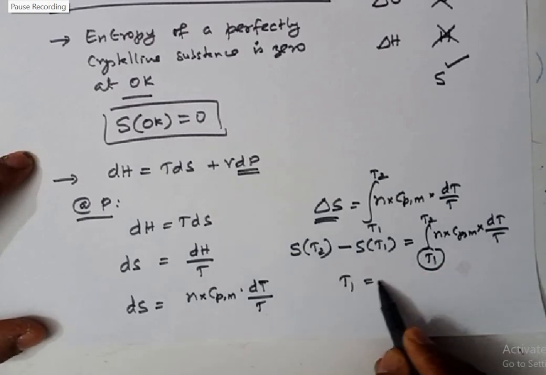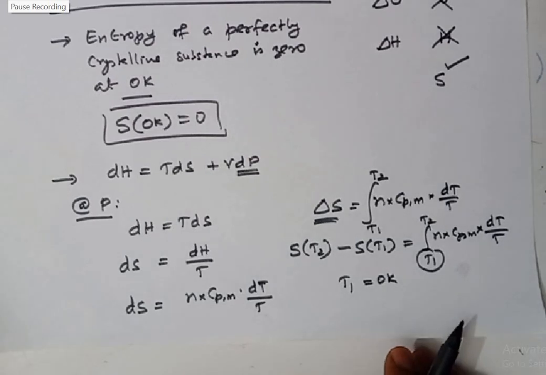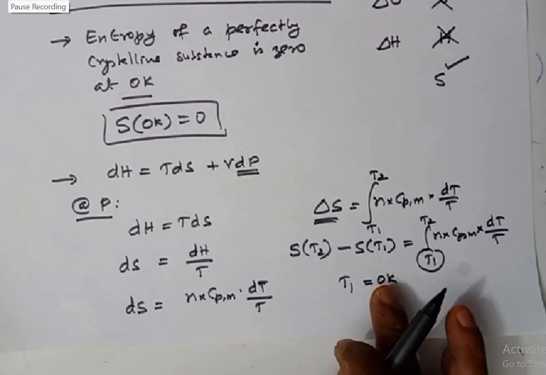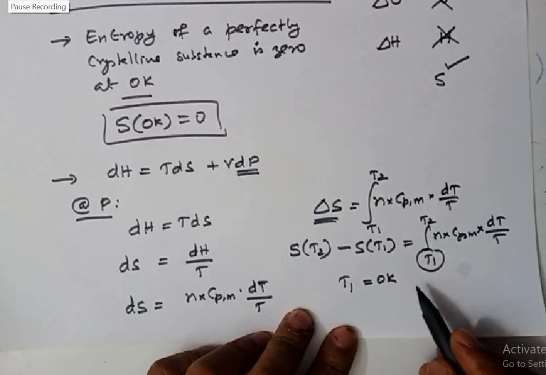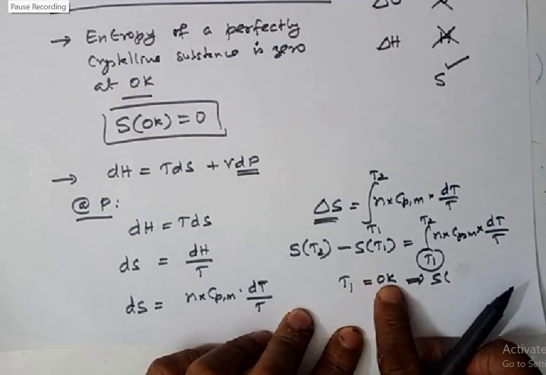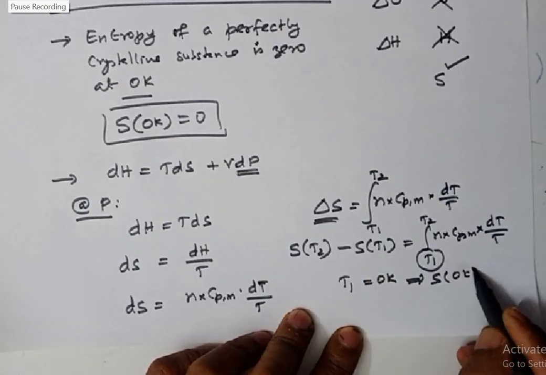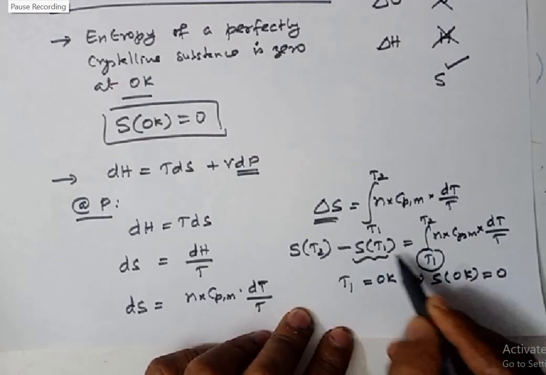Okay, suppose we take the initial temperature as 0 Kelvin, observe carefully. At 0 Kelvin, you will have only solid. If it is a perfectly crystalline solid, then what is the entropy? I am taking T1 as 0 Kelvin. So what is the entropy at 0 Kelvin for a perfectly crystalline solid? 0. So I am going to make this 0.